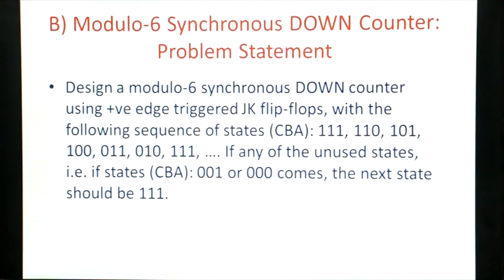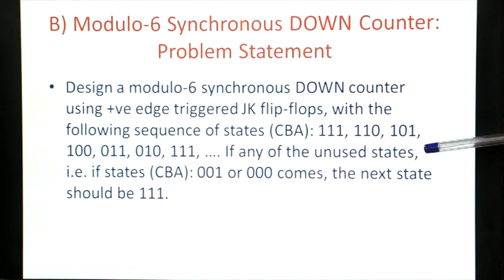Now let's look at the second part of the experiment. This time we will see a modulo 6 synchronous down counter. So let's first look at the problem statement: design a modulo 6 synchronous down counter using positive edge triggered JK flip-flops with the following sequence of states: CBA 111, 110, 101, 100, 011, 010, and then back to 111 and so on. So you can see that 2 states are missing.